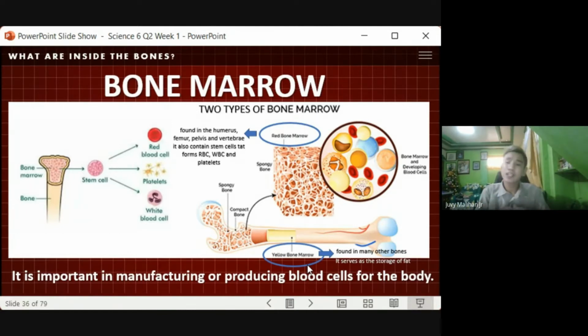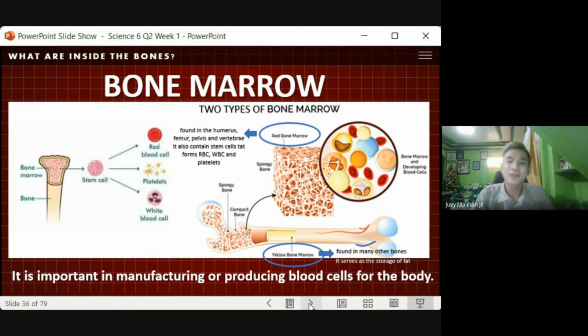So without skeleton, class, we could not stand and we cannot even move. Okay, so we cannot be able to do anything. Right? So our body would collapse, and of course, the internal organs like our brain, our heart, and our lungs would not function well. So our skeletal system is very important also. Okay? I hope that's clear.